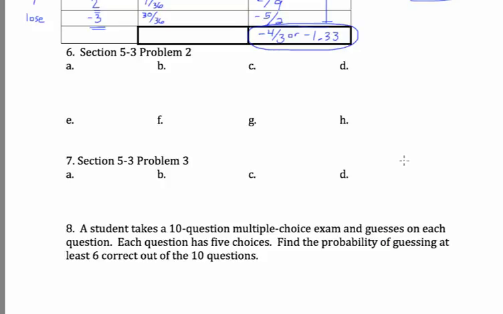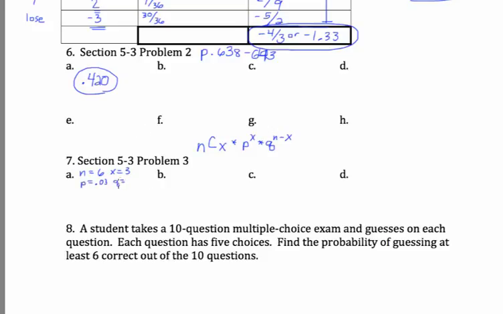Number 6 is just practice using the table in the back of the book. You can find the binomial table in the back of the book on pages 638 to 643. So for part A, you find where n equals 2, p equals 0.30, and x equals 1, and find that probability. I'll let you do the rest by yourself.